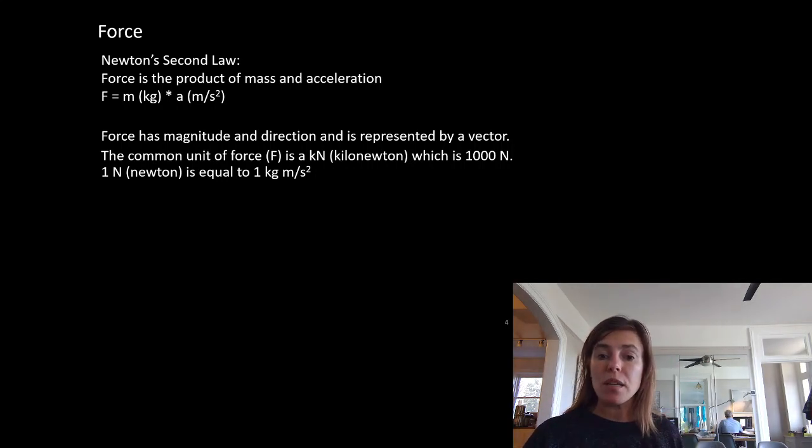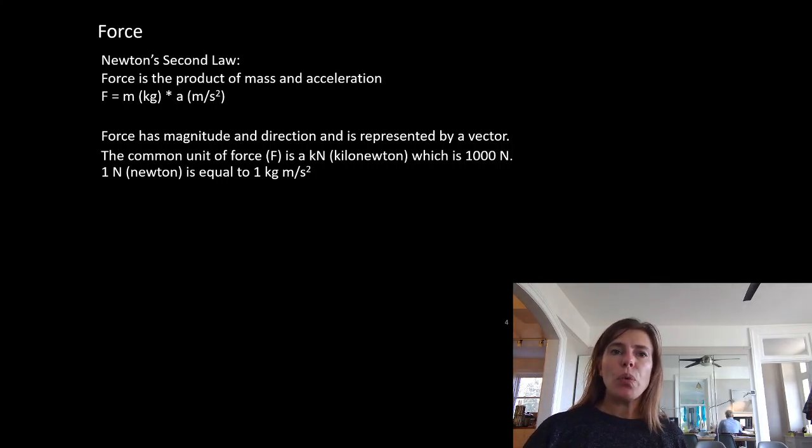Or what do we need to stop that object from moving? So we talked about loads last week, and the unit of force is 1 kilonewton. If you remember, 1 kilonewton is around 225 pounds, roughly. 1 kilonewton is 1,000 newtons.